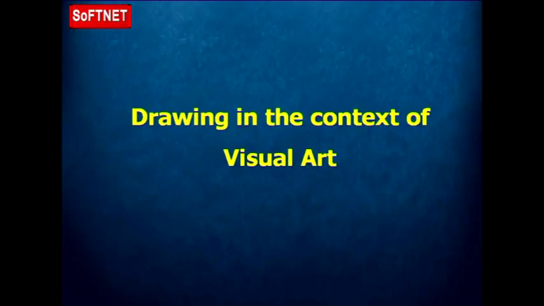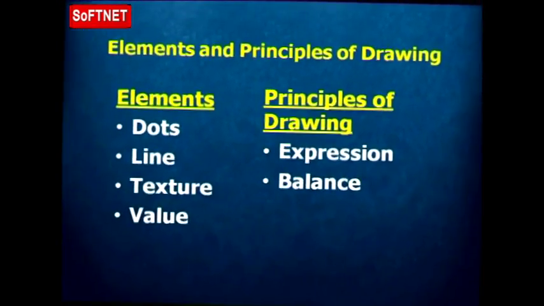context of visual art. How can we see drawing in the context of visual art, and what are the ways drawing can be done in the context of visual art? Visual art, which is not a functional art, but which is done and which is seen for visual pleasure, for aesthetic pleasure, for an emotional fulfillment by looking at an image. So let us move. So what are the elements and principles of drawing?